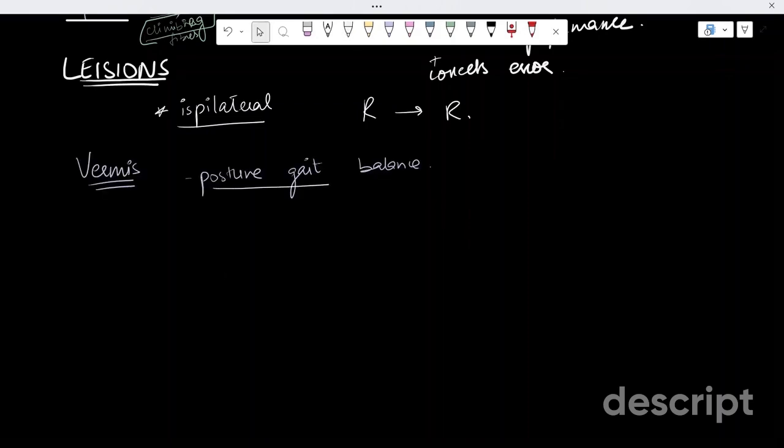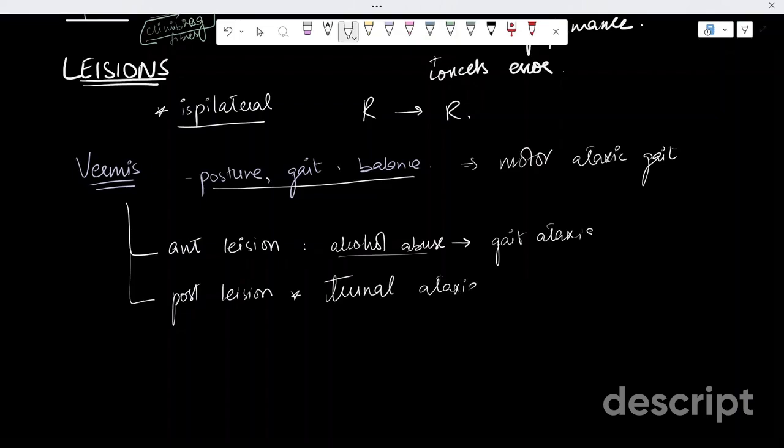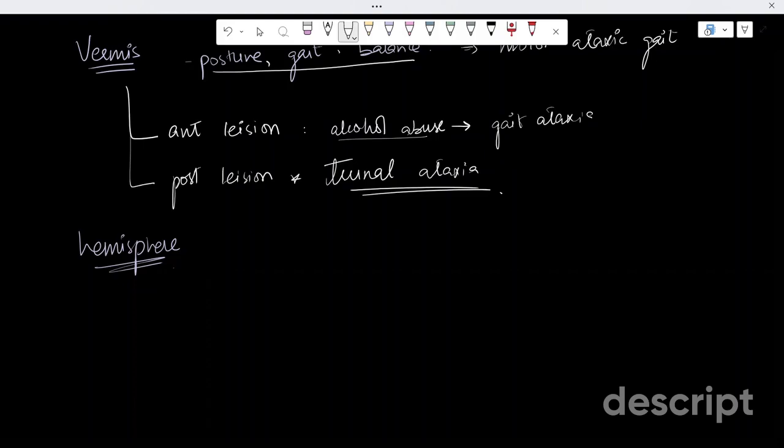A lesion in vermis is mostly associated with the posture, gait, and balance. If there is a lesion in the vermal area, it will result in motor ataxic gait. The anterior lesion is usually due to alcohol abuse causing gait ataxia. The posterior lesion, however, causes truncal ataxia, and this is an important MCQ. Now, coming to the hemisphere, if there is a lesion in the hemisphere, there will be intention tremors. Keep in mind that cerebellar lesion will not cause any kind of paralysis.